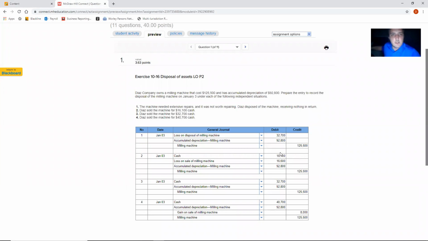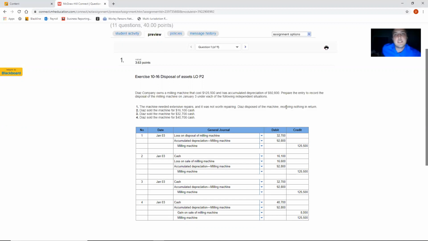All right, so here we're looking at the journal entries for each of these assets. We have a mill that cost us $125,500. At this point, we have accumulated depreciation of $92,800. We want to prepare the entries to record the disposal. So we're getting rid of this. The machine needed extensive repairs and it was not worth repairing, so we disposed of the machine, receiving nothing.